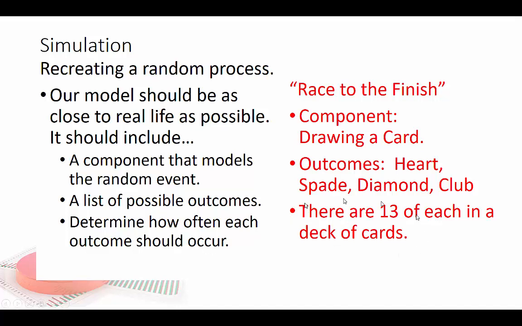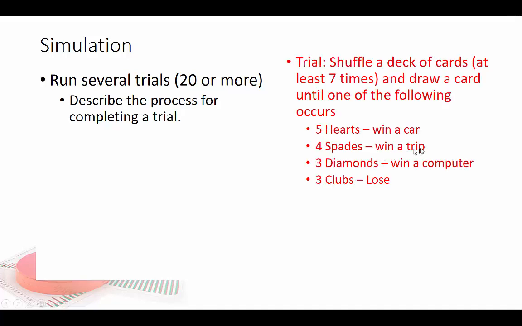Now, the way we're going to model those outcomes, the 13 cards, is we're going to actually use a card deck. When you're doing a simulation, you run several trials, ideally 20 or more. You describe the process for completing the trial, which in this case is you're going to shuffle a deck of cards at least 7 times, which you may not know, but if you riffle shuffle, you should do it 7 times to randomize the deck. And you're going to keep drawing a card until one of the following occurs: either you have a total of 5 hearts, 4 spades, 3 diamonds, or 3 clubs, whichever occurs first. Your response variable, what we're keeping track of, is whether you win or lose.